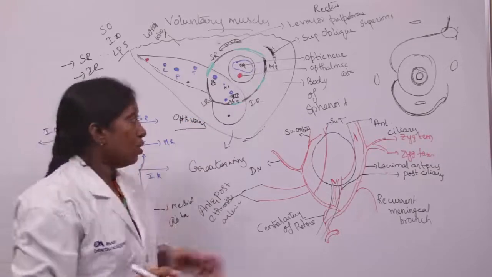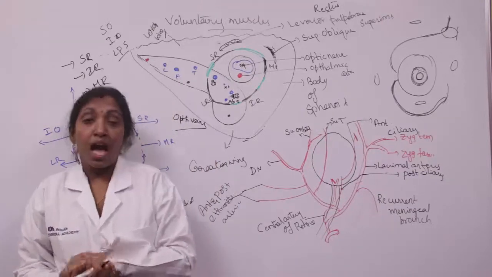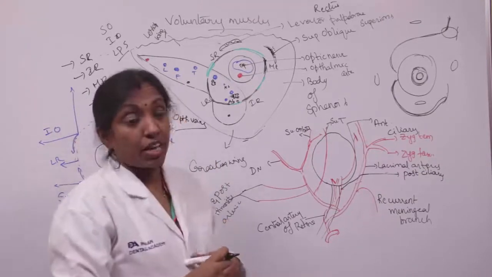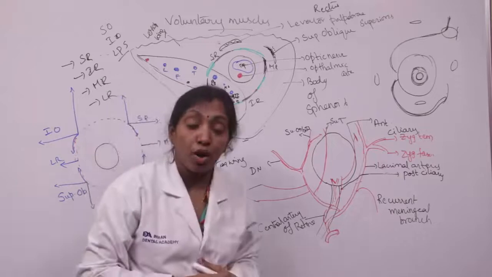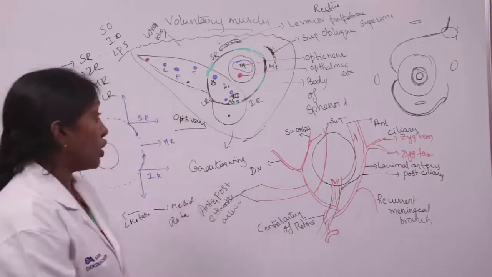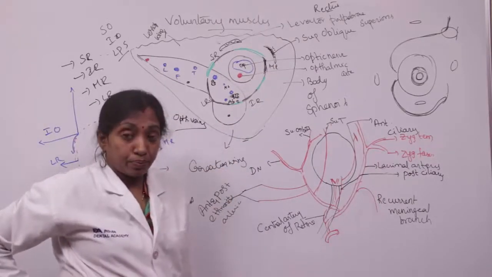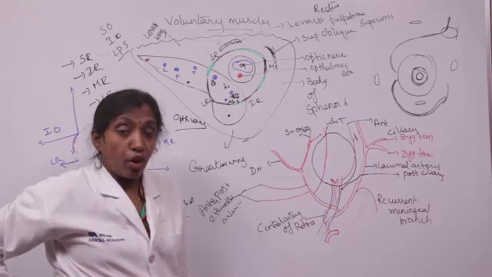Okay, so that is the origin of all the voluntary muscles. And coming to the insertion, all the recti muscles get inserted into the sclera, separated by the sclerocorneal junction. All the recti muscles are inserted into the sclera of the eyeball.